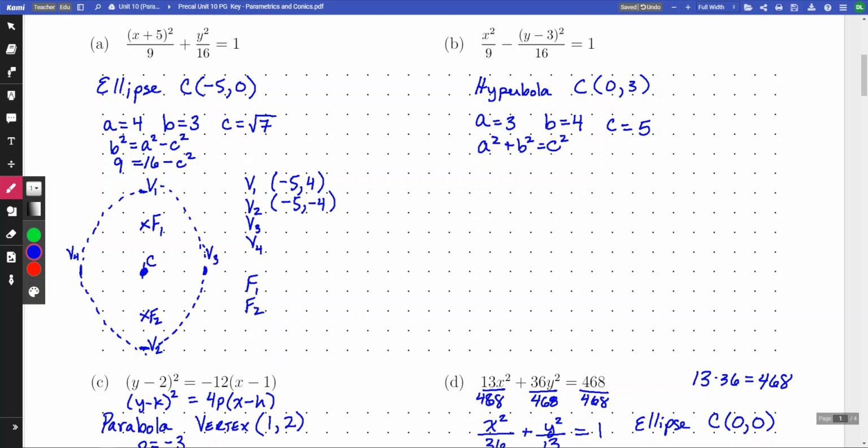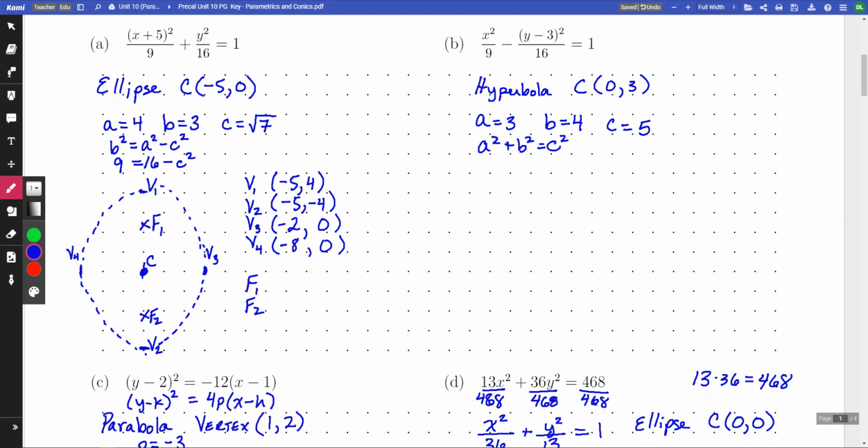For vertex 3 on the right, I know that the y-coordinate is going to be 0, and for vertex 4, I know that the y-coordinate is going to be 0. But for the x-coordinate, I'm going to be 3 units to the right of -5 for vertex 3, and 3 units to the left of -5 for vertex 4. All right, so I have my major axis vertices 1 and 2, and my minor axis vertices 3 and 4. For the foci, I know I have a distance c from the center.